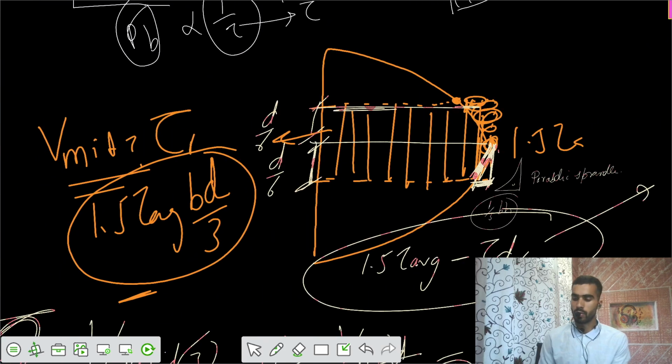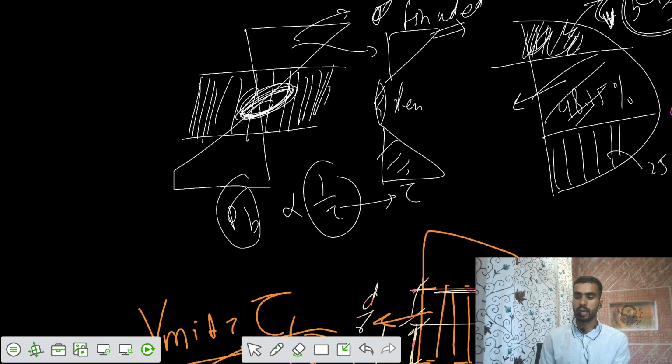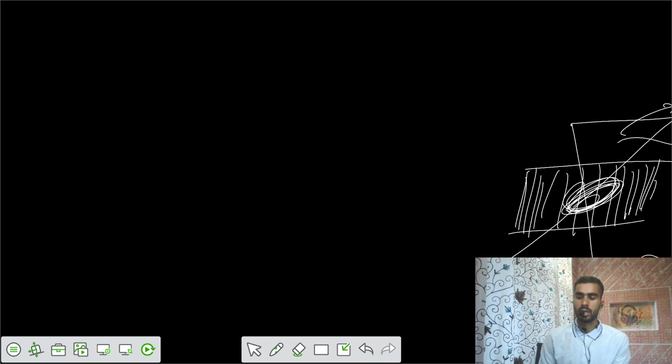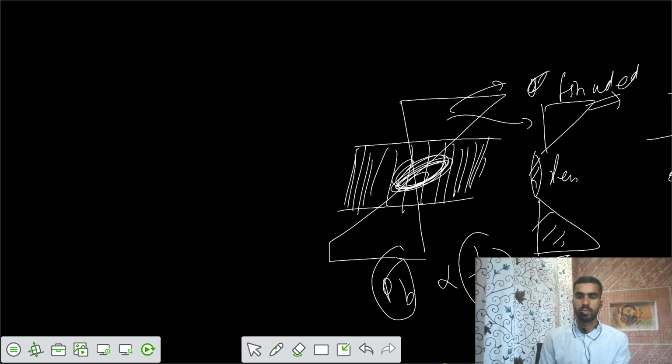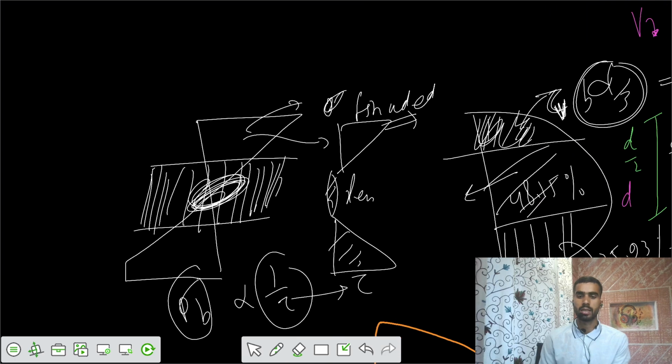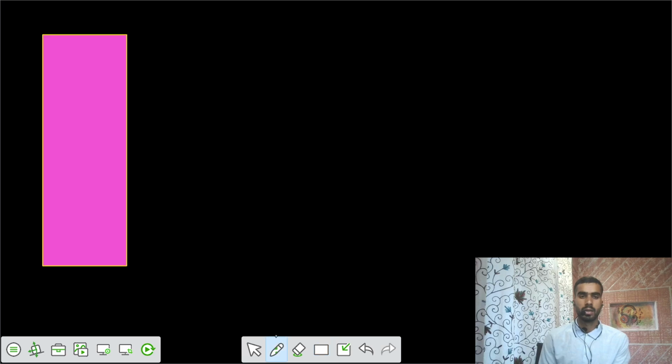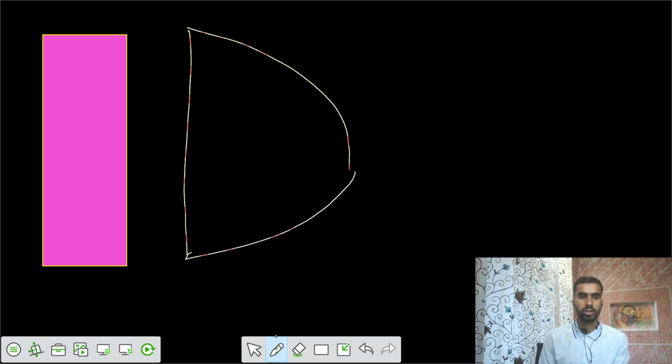If you want to solve that also, we can do that. Let's do it that way also. So we have to get the shear force resisted by the upper third part. Because of this part, how much shear force gets resisted.